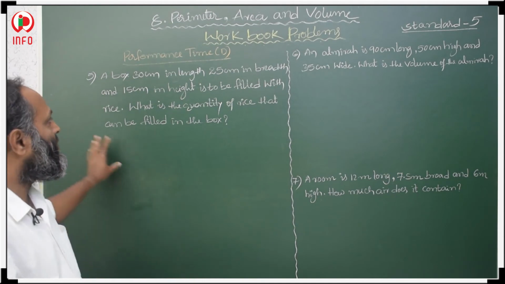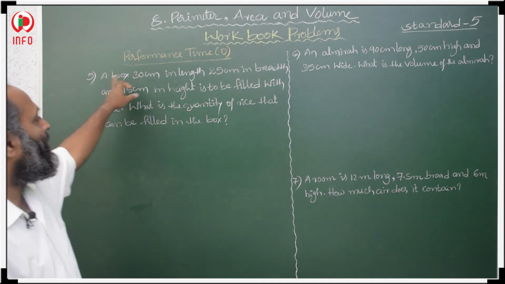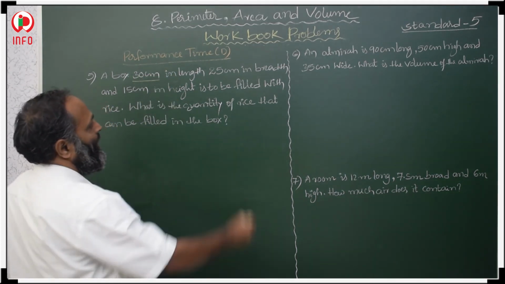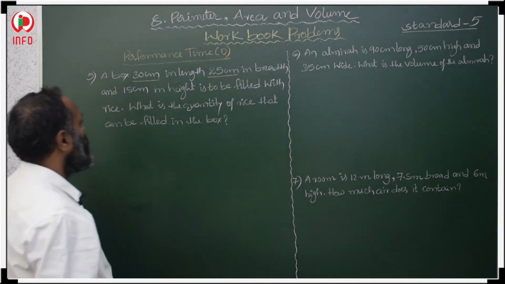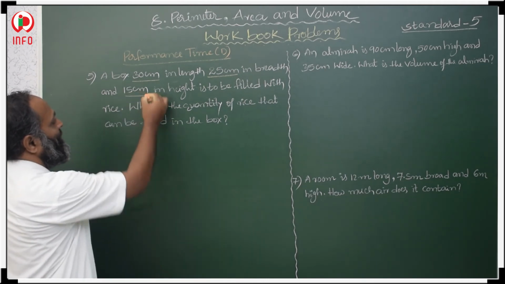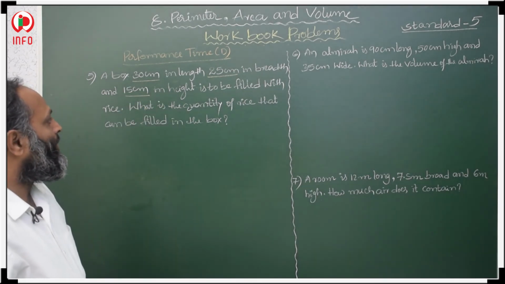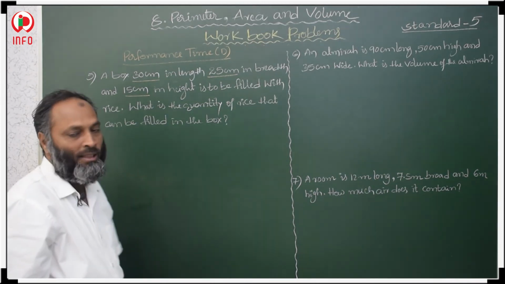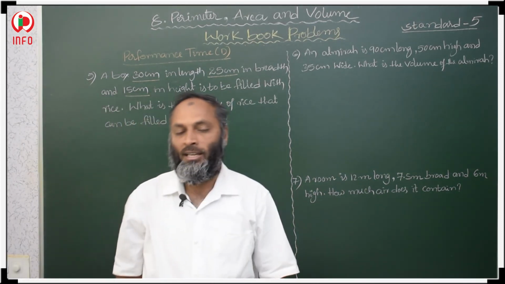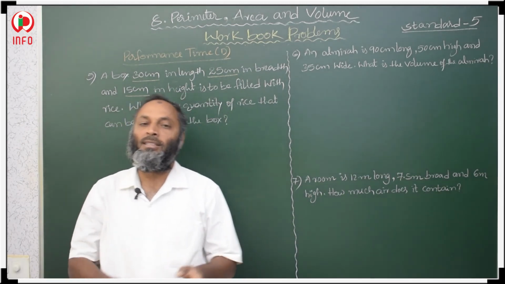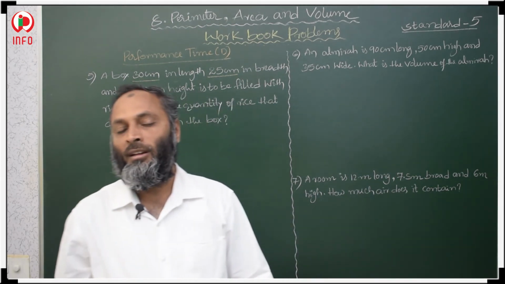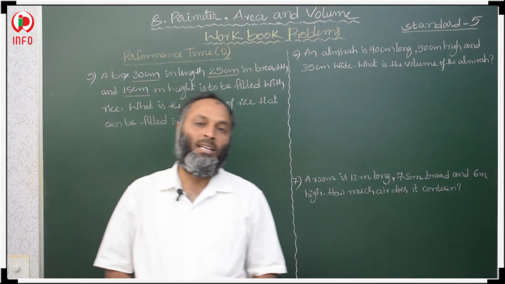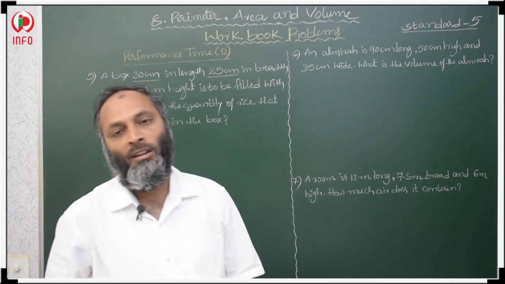Now students, next in word problem, see here, a box contains 30 meters length. Box length is given 30 meters and breadth is 25 centimeters and height is 15 centimeters. It is to be filled with rice. What is the quantity of rice that can be filled in the box? Quantity of rice he is asking, so it means indirectly he is asking what is the volume of that box. The capacity of rice asking. Capacity means volume. So volume we have to find.